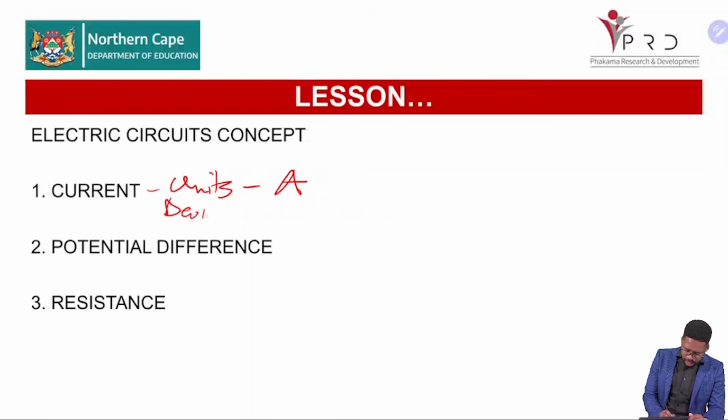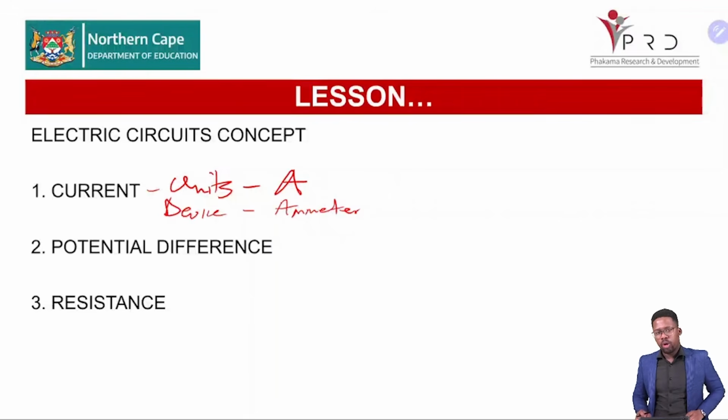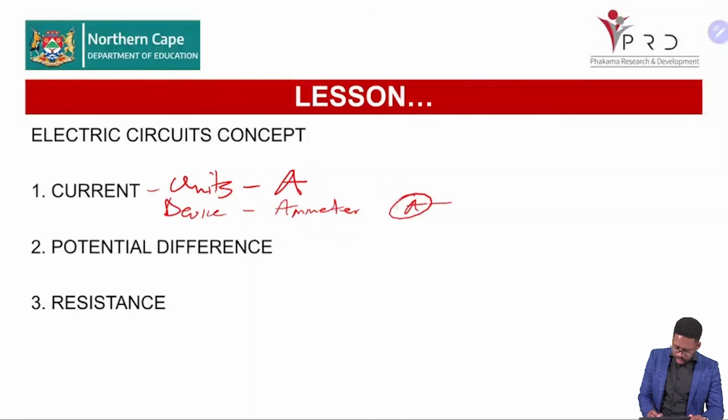Let's look at the device that we use to measure current. We call it an ammeter. So when you see the symbol A in the circuit diagram, you must know this is where we are reading the current. Let's come to potential difference. What is potential difference? It is the energy transferred per unit charge, or it is the work done in moving a charge from one point to another. So that is the potential difference.